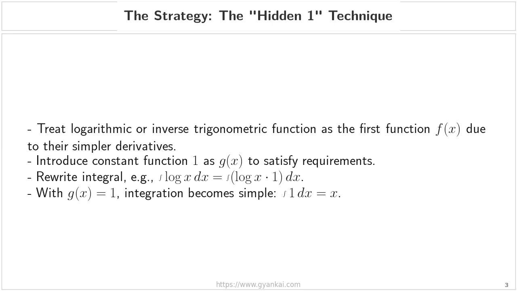With g of x equal to 1, the integral of g of x is simply x. The integral of 1 with respect to x is x. This is a very easy integral to compute, and that's exactly what we want. We've successfully set up the problem so that one part of the integration by parts formula is straightforward.